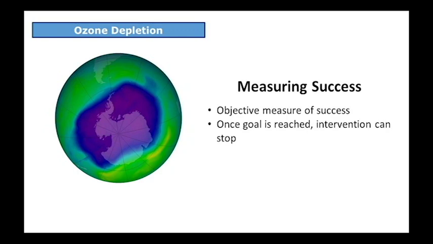We already know from data that was provided by NASA scientists that atmospheric ozone levels are on track to be completely repaired by the year 2040. So in other words, we have an objective measure of success: the ozone thickness and ozone holes will return to their normal state, and we know that our intervention is working.